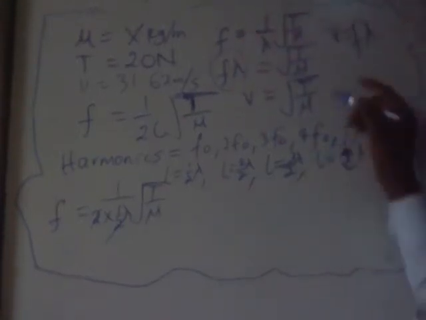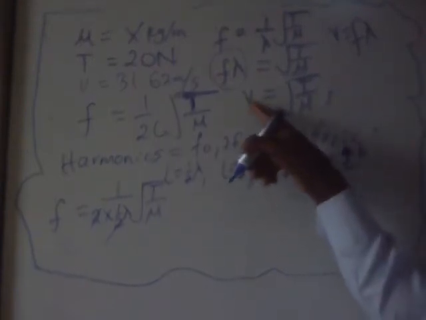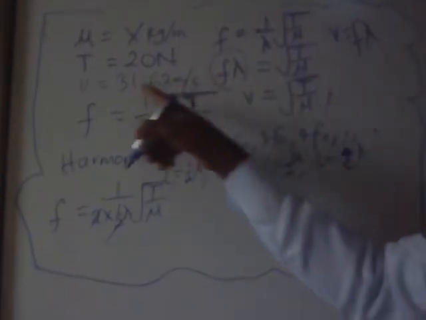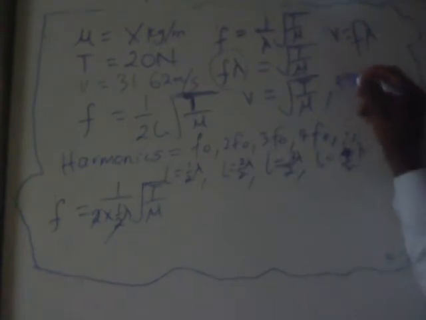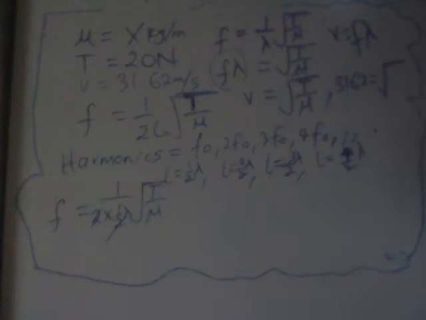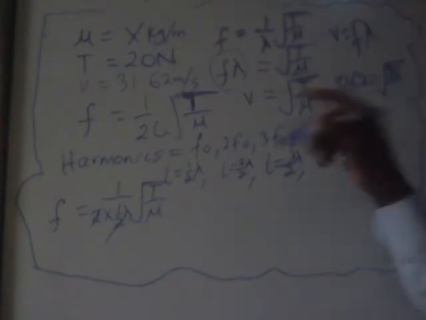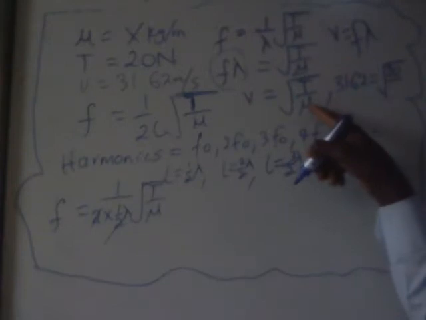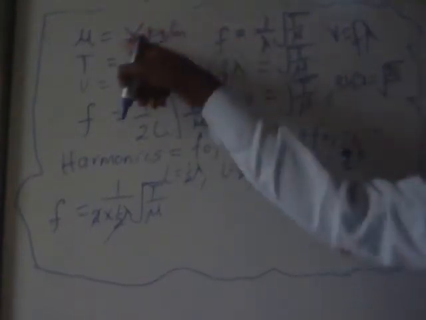Okay, what's our V? Our V is given as 31.62 equals the square root of tension. What's our tension? Our tension is 20 over our mu. Our mu here, mass per unit length, is X, so we should take it as X. So how do you find X there?